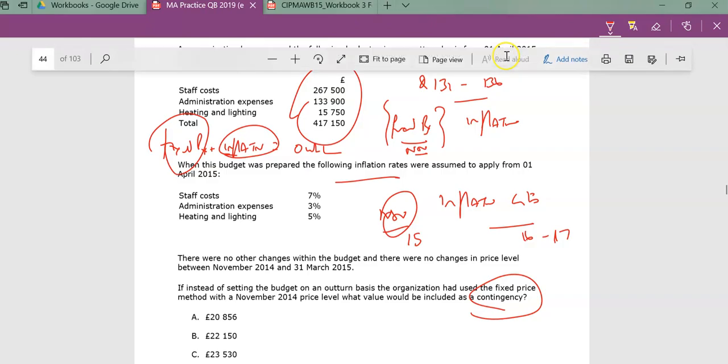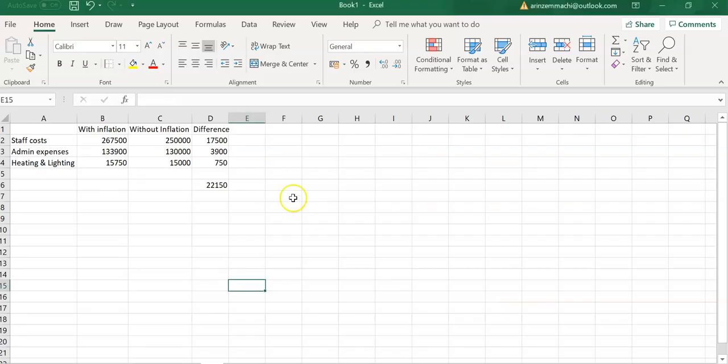So let me go to my spreadsheet and show you what's going on here. So this is what the figures are right now with inflation, if you like. And ultimately what we're trying to do is to find what these figures are without inflation, because this is what the fixed price would look like. And it tells us that without inflation it was 25,000. So you added inflation of 7% and got here. So to find it without inflation, I need to take that 7% out of that.